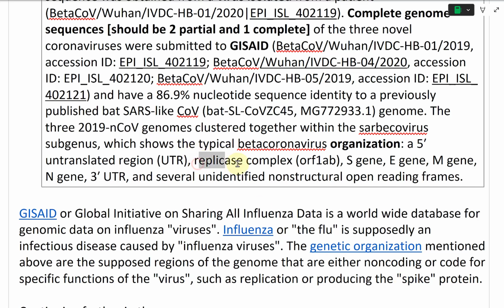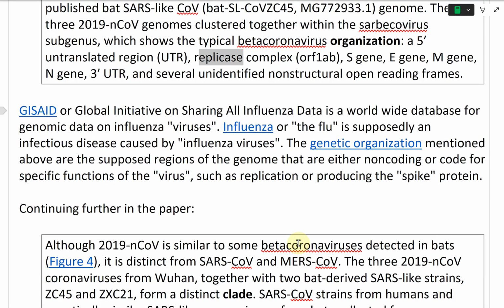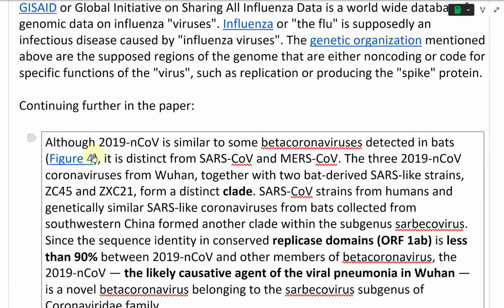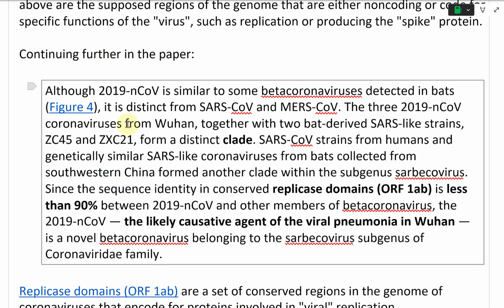So this replicase, yeah, that's for replication, and so on. And that's the producing that enzyme, and so on. All right, so now continuing further in the sequencing part. So, although 2019 nCoV is similar to some beta coronaviruses detected in bats, and that's figure 4, I'll go to that a bit, it is distinct from SARS-CoV and MERS-CoV.